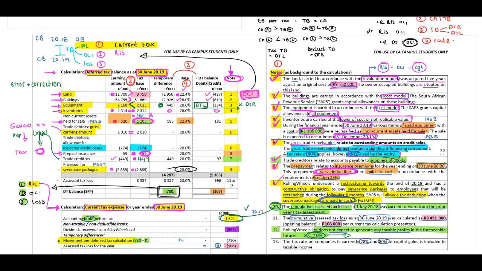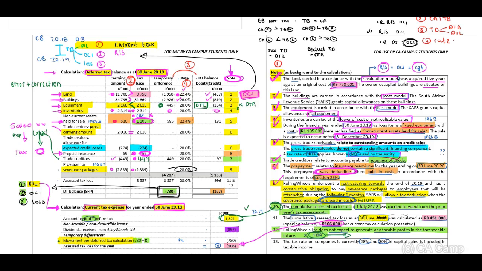Note 11. The cumulative assessed tax loss as at 30 June 2019, this is now the year that we need to look at, was calculated as 3,451,000. Note 11. The cumulative assessed tax loss as at 30 June was calculated as 3.4 million plus the 106,000. Now, we are able to identify that this 106,000 is in agreement with our current tax expense. When we look at this, note 12, Rolling Wheels does not expect to generate any taxable profits.